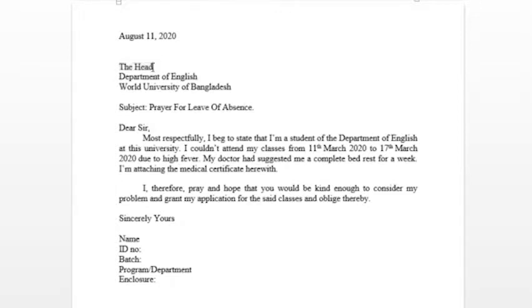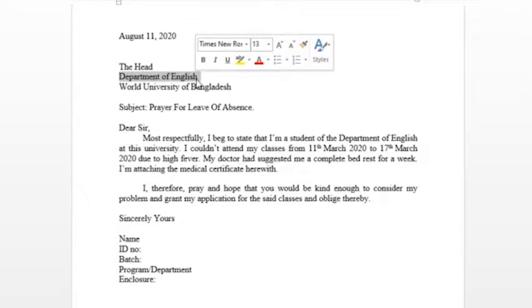So the person, let's say, is the head of your department. Let's say you are from English department. I know there is no one from English department, but you are from different departments. Okay, so let's assume that you are from English department, and you are writing this letter to your head of the department. So the head is the actual thing you should write. So the head, then you don't need to put any comma here. Just go to the next line and write the department. I mean, the head of which department? Department of English. You can say Department of Textile Engineering, Department of Business Administration, and law and whatever.